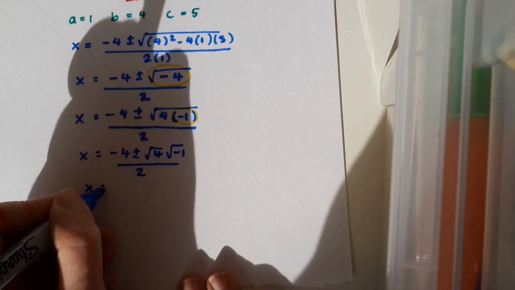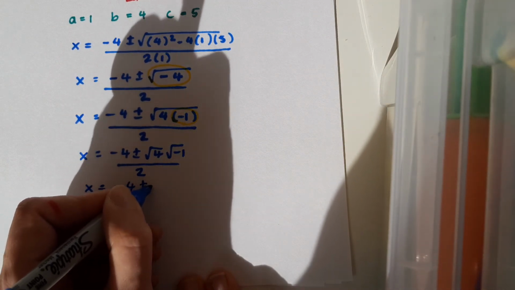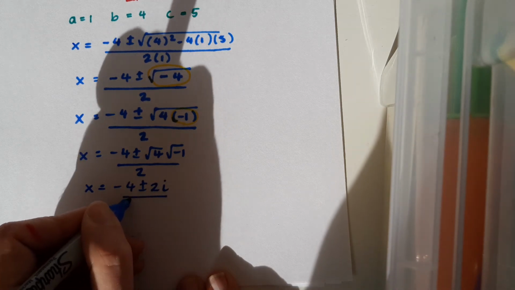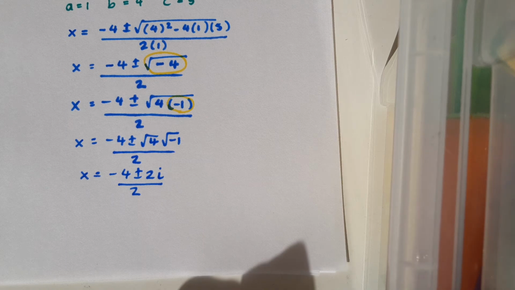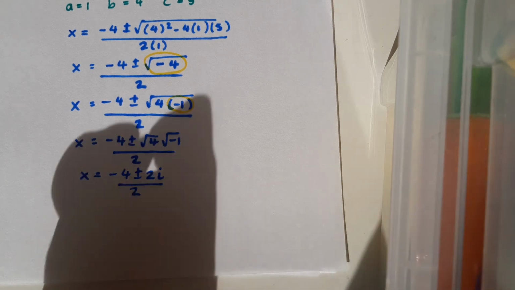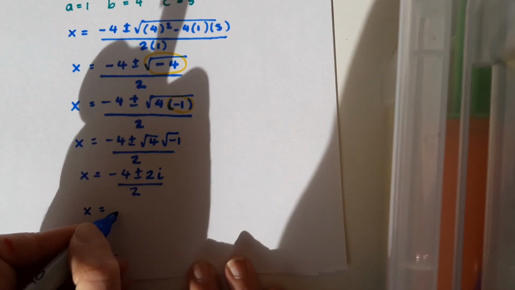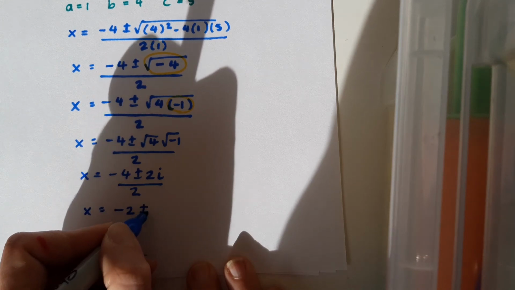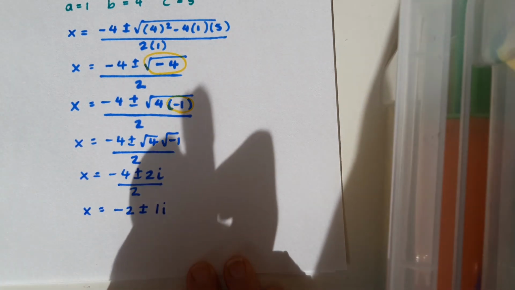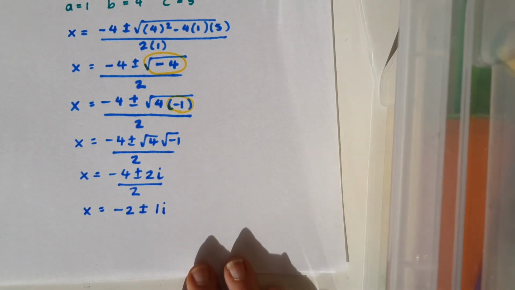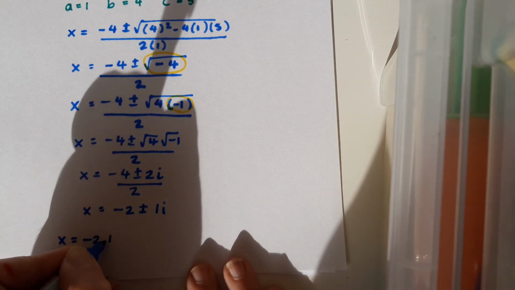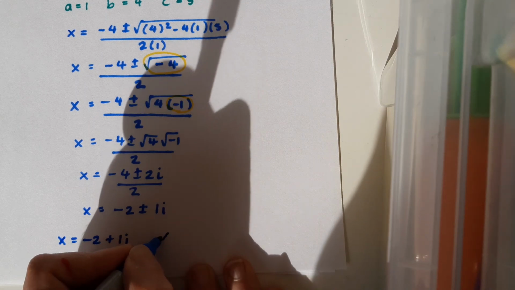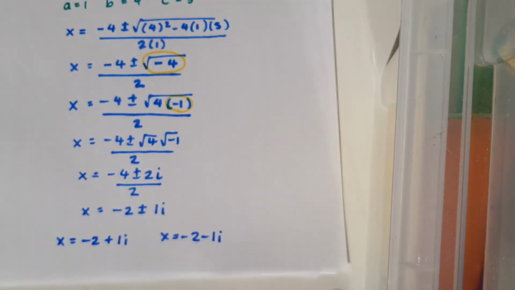So I'm going to have x equals minus 4 plus or minus 2i, over 2. And then I simply want to divide both parts, the real part and the imaginary part, by 2. So I've got x equals minus 2 plus or minus 1i. And if you like, you can write this separately as two distinct roots, and that will be x equals minus 2 plus 1i and x equals minus 2 minus 1i.